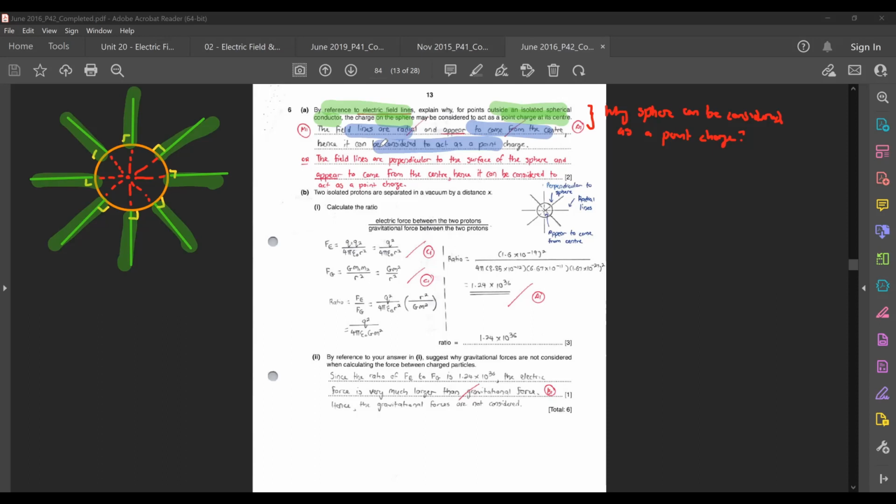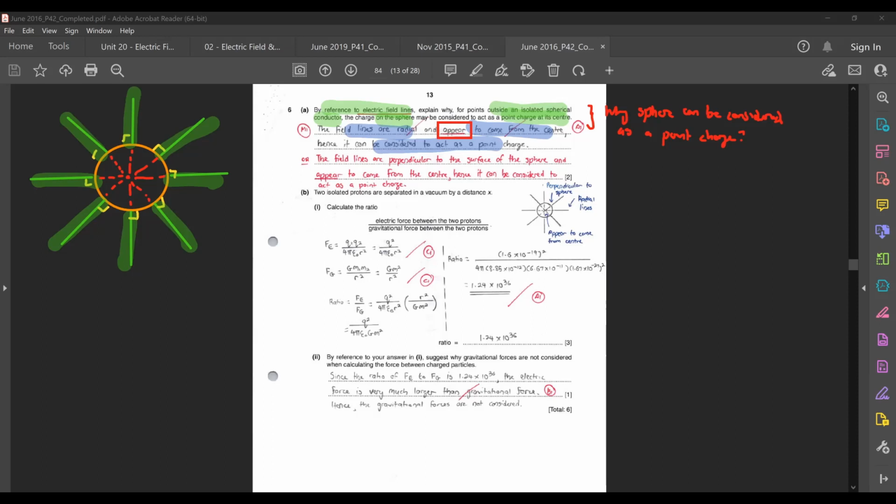This is one way of wording it. You say field lines radial and appear to come from the center, so it can be considered to act as a point charge. The words "appear to come from the center" are actually important to be written. If you don't write that term, this answer will be marked as wrong. Your field lines appear to come from the center. They don't actually come from the center, but they appear to come from the center. That is the basis of this answer.